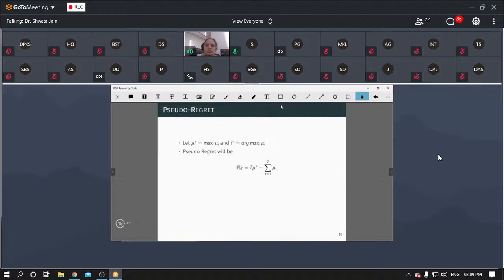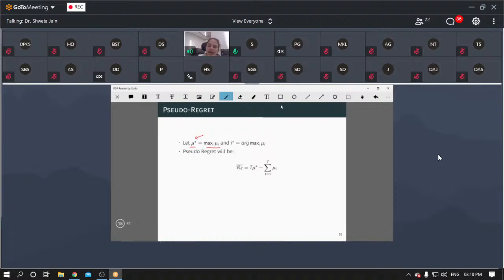Right? So we want to design the algorithm. We are coming to it. But let's first try to characterize, let's try to see a little bit more detail into this. So how do I minimize the pseudo regret? So suppose I denote mu star by max over i of mu i.